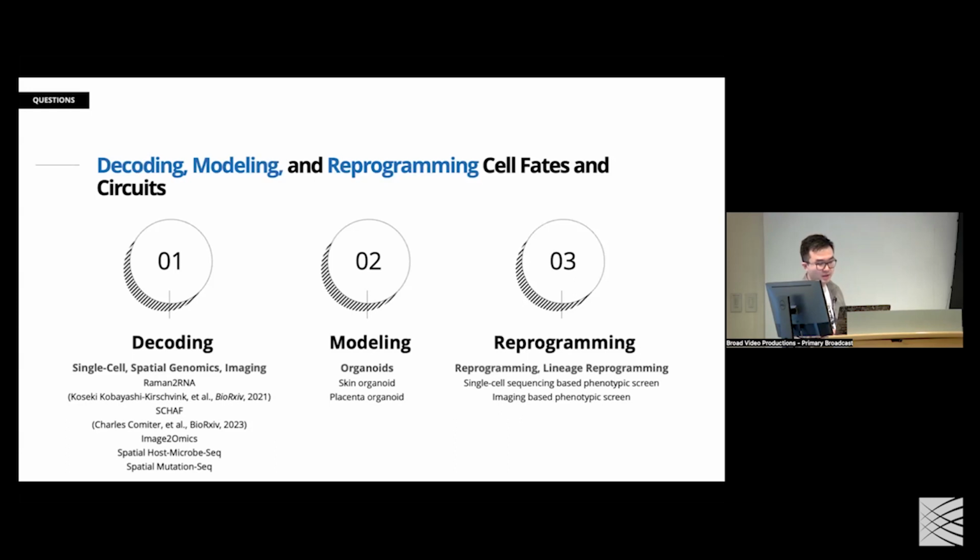And then the third part is once we figure out ways to decode the gene circuits and the cell fates, and we have a model system in vitro to really model this, how do we actually reprogram the cell fates and cell circuits to allow the cells to perform new functions? So that's why we're interested in all sorts of reprogramming, lineage reprogramming experiments too. With that, we would like to use some of these new single-cell sequencing technologies and imaging-based phenotyping approaches to do this kind of large-scale screen to find new reprogramming strategies. So that's the high-level overview of what we're doing in the lab.